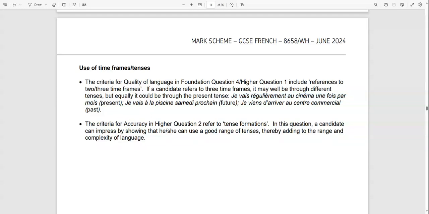Now, you can express the future in a normal way, or I'll call normal, for example, using something like next week I'm going to go to the swimming pool. So la semaine prochaine, je vais aller à la piscine. But you could also express the future by using the present tense as long as you're using a future time frame. So, for example, I'm going to the swimming pool next Saturday.